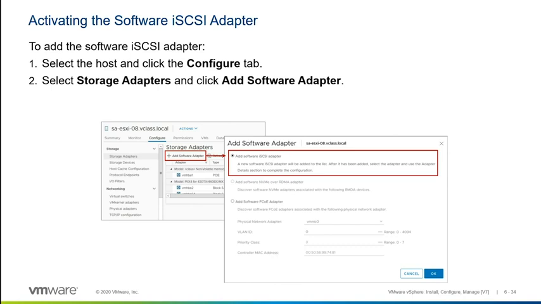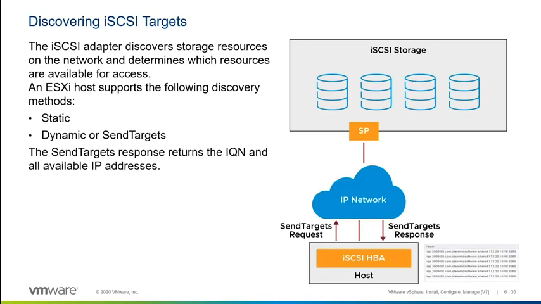Once we have created our VM kernel port in the networking section, we're going to go over to the storage section and select storage adapters. Well, we'll hit this button that says Add Software Adapter, and we'll add this software iSCSI adapter. Okay? We simply click OK at this point. It will then grab the first VM kernel port that it can see and bind to that. Okay?